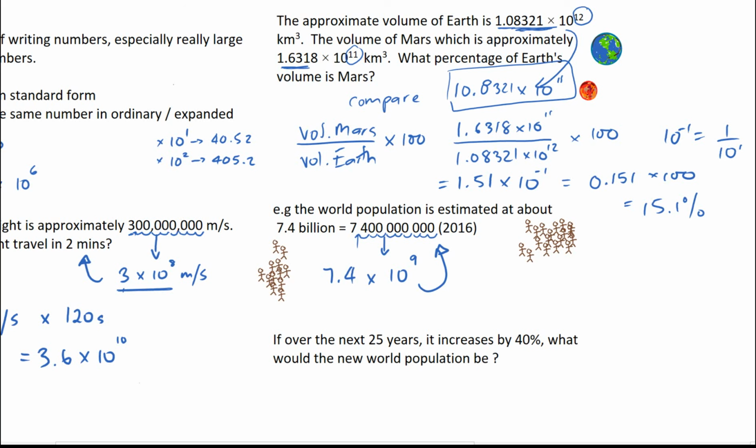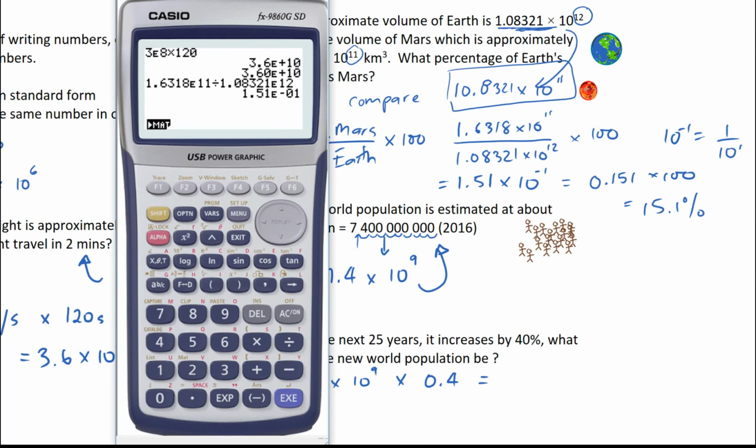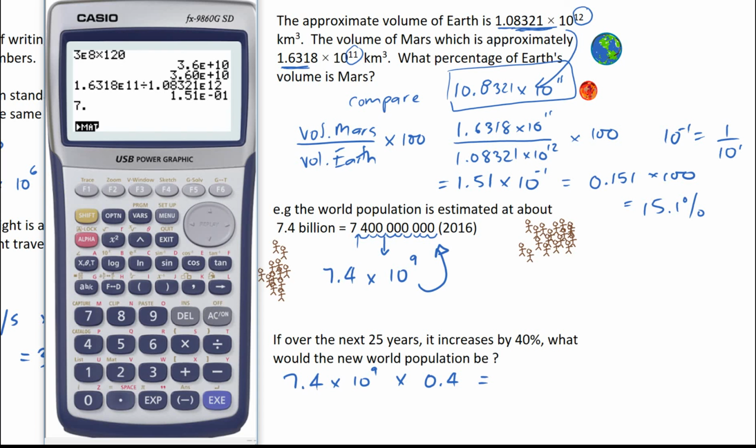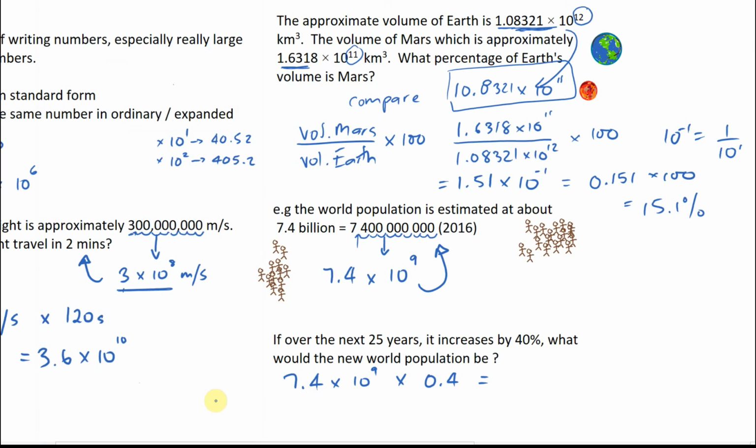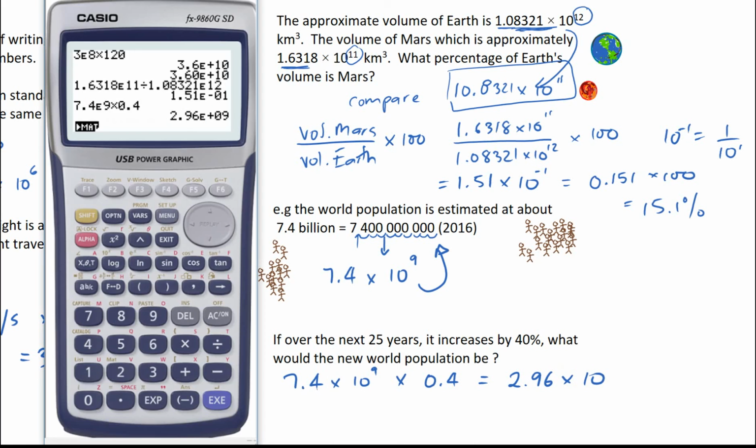If over the next 25 years this amount increases by 40%, what would the new world population be? So we're increasing by 40%. So we're going to multiply that by 0.4. 7.4 exponent 9 times 0.4 equals 2.96 times 10 to the power of 9.